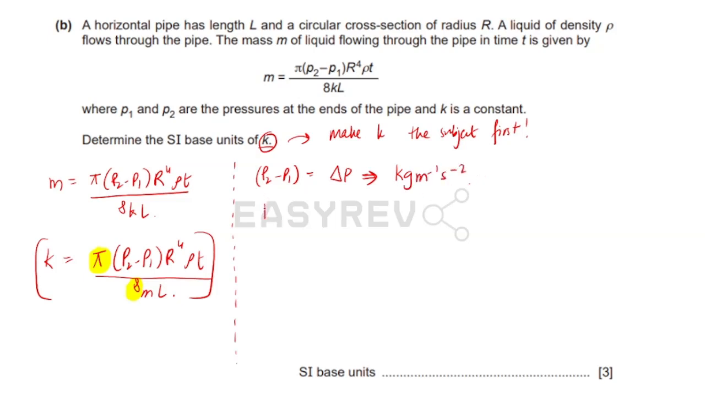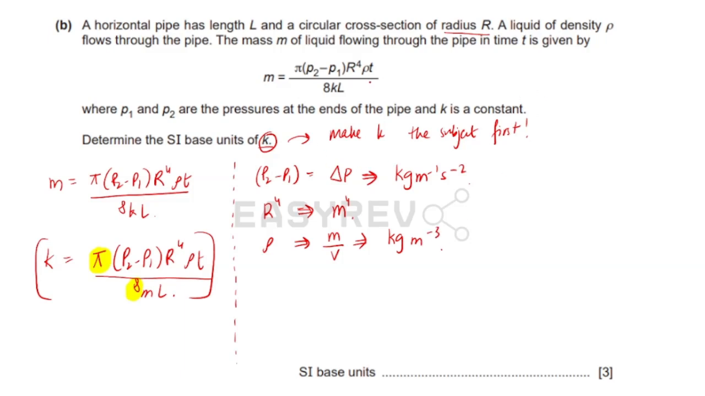Next for R4, R is the radius and so is a unit of length. So in terms of its SI units, it would be meter raised to the power 4. Rho is density, which is mass per unit volume. In terms of a formula, that would be kg per meter cube.